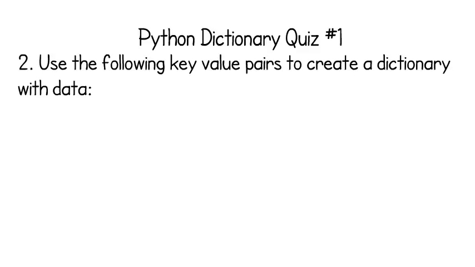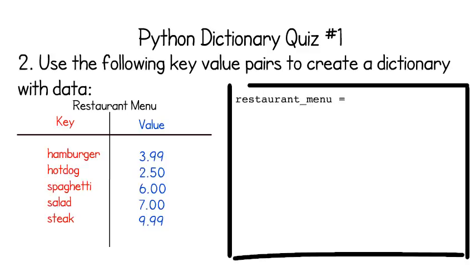Use the following key value pairs to create a dictionary with data. Here we have a restaurant menu with food items as the keys and their prices as the value. Use the correct Python syntax to create a dictionary in the box. Also, here's a hint. Your keys need to be in string format.